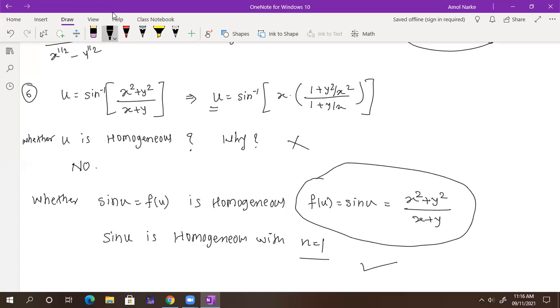It's very simple. Every time you realize that, okay, I have a problem with that sine, so I transfer that sine to the other side and I will get the homogeneous function. So that f of u is nothing but your sine u. Now, what is the use of that in partial derivatives?